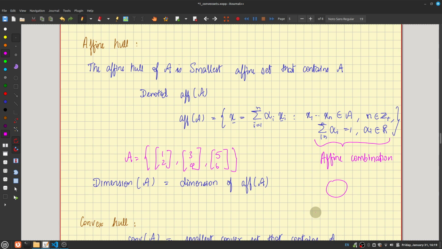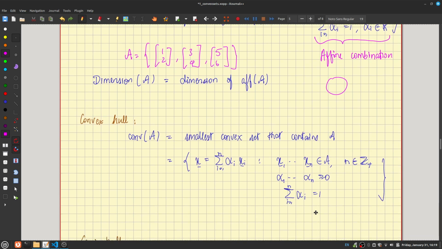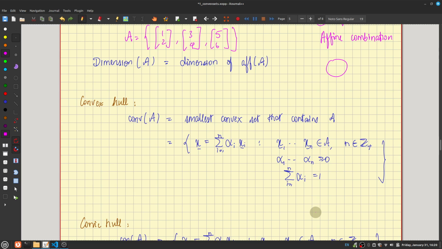Okay. Good. Now, just as we defined the affine hull, we can also define this notion of a convex hull, which is the smallest convex set that contains A. And how do you generate the convex hull? You take all possible convex combinations of points in the set A. So what is a convex combination? It's any linear combination such that all of the coefficients are greater than or equal to 0 and they sum to 1.